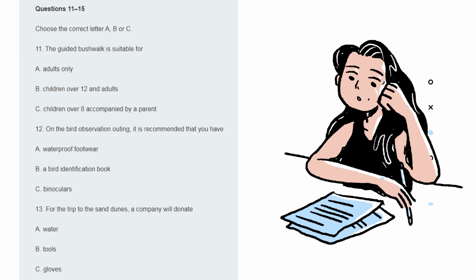Last year, we invited children aged 8 and over if they came with a parent, but the track has been washed out in a few places since then and it can be quite rough. So, this year we considered restricting it to adults only. However, on reconsideration, the committee has now decided to recommend it for all bushwalkers who are over the age of 12. Another very popular option is the bird observation walk.